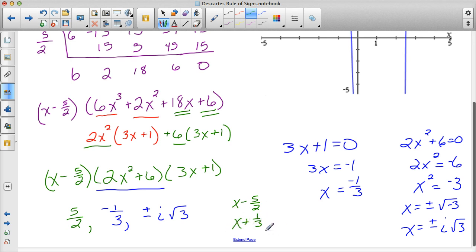We have that i square root of 3, the positive one, so that means we have x minus i square root of 3 for a factor. And finally, we had the negative i square root of 3. So x plus i square root of 3 is also a factor. So these are our 4 factors.